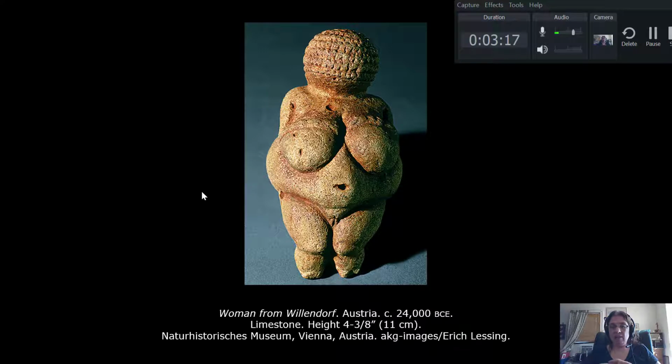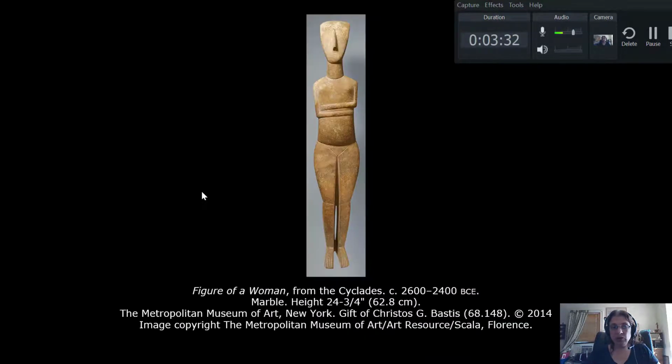But note the date on this, circa 24,000 BCE, much earlier, because the Woman of Willendorf dates to what we call the Paleolithic time period, right, where people are hunters and gatherers. When we're looking at the Cyclades, they're settled, they're building architecture, so they're much later. But we can still make a comparison to how the bodies are shown.